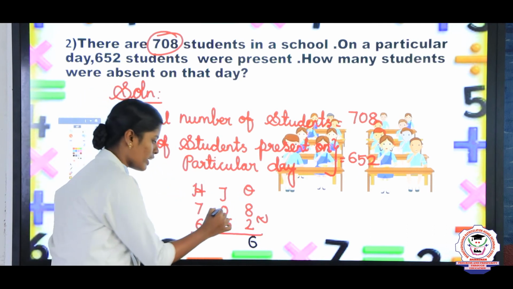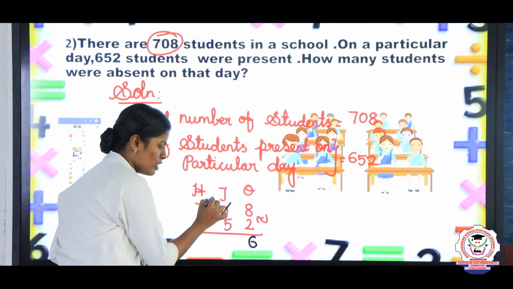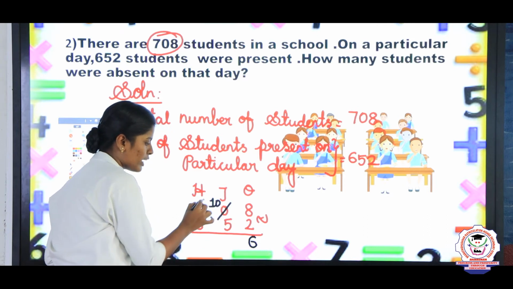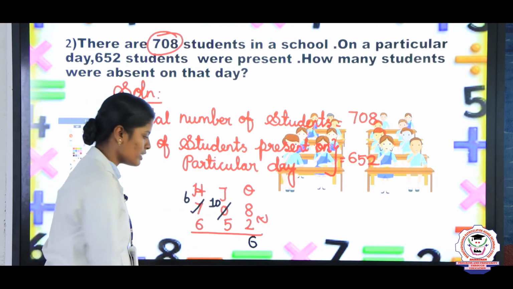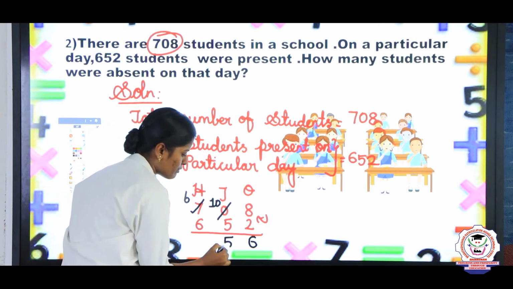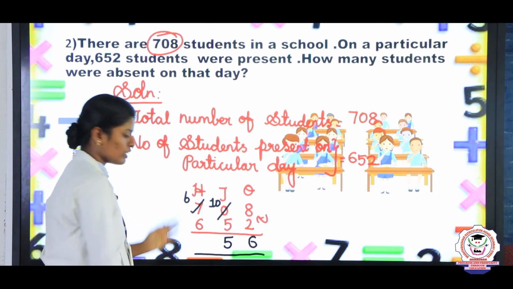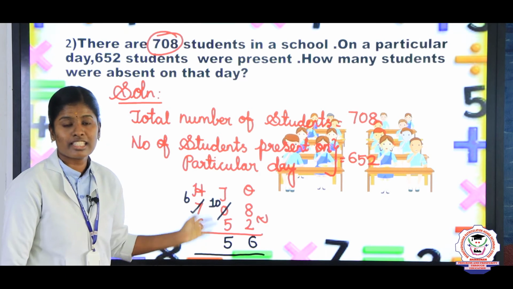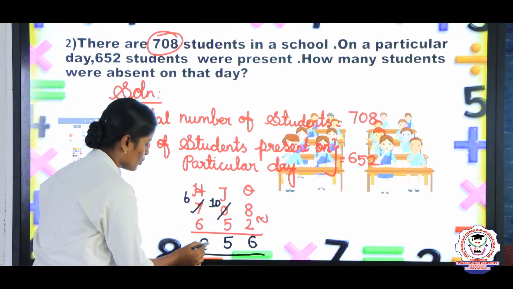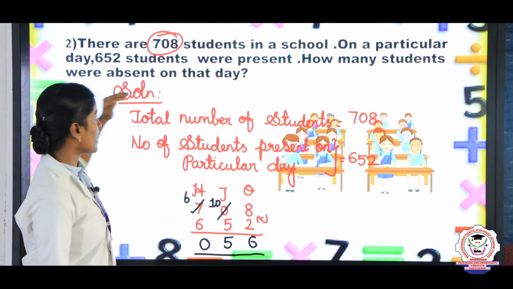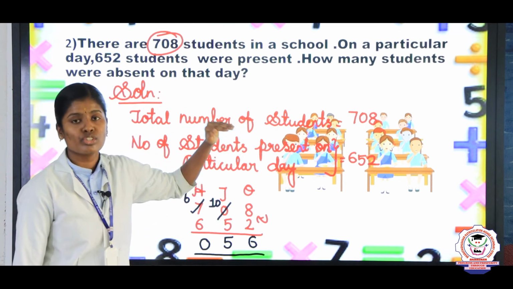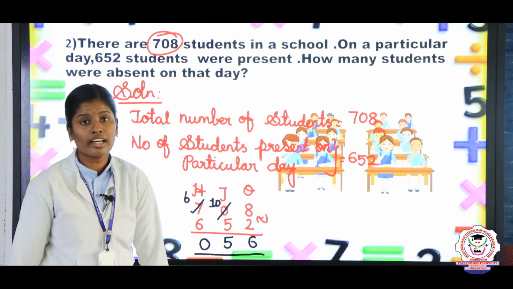So you are going to borrow from the next number. So 0 will change into 10 and then 7 will change into 6. Now 10 minus 5, the answer is 5. Now 6 minus 6, the answer will be 0. So the question is, find how many students were absent on that day. So totally 56 students are absent.